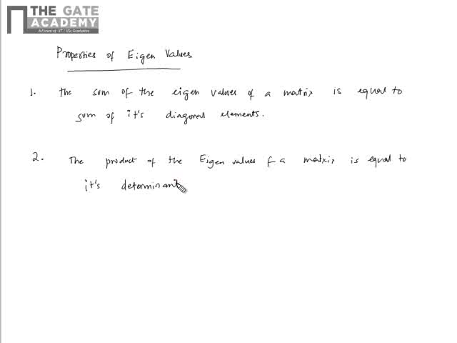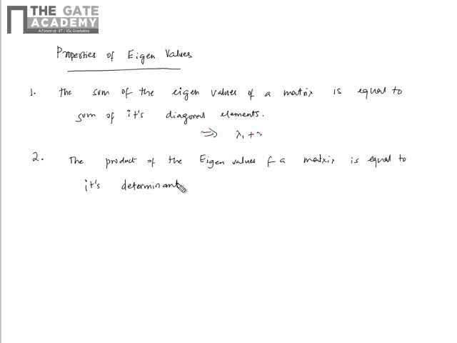Okay, so these two are important properties. Basically, lambda 1, lambda 2, lambda 3, if you take the product, I mean if you take a 3 by 3 square matrix, then lambda 1, lambda 2, lambda 3 would be basically the determinant of the matrix. So let's write down these two in mathematical form.